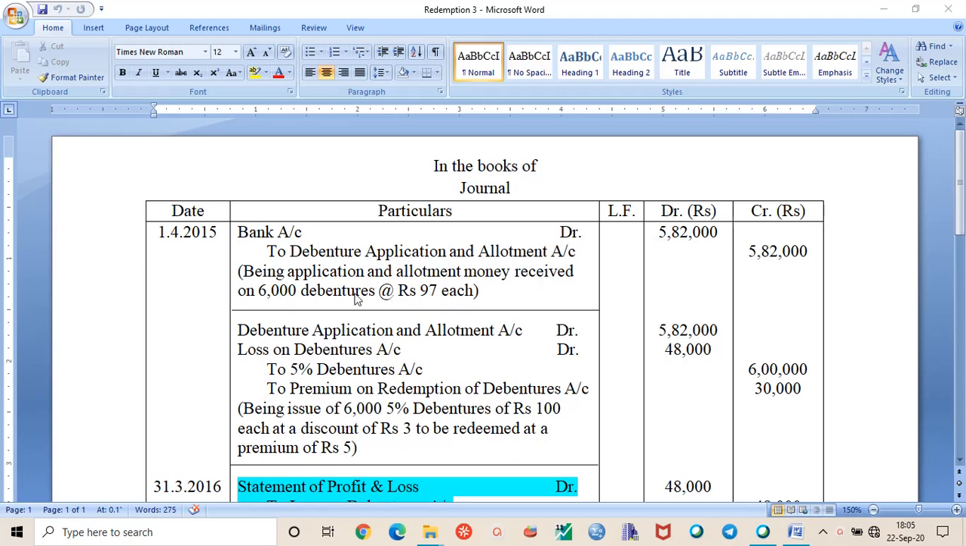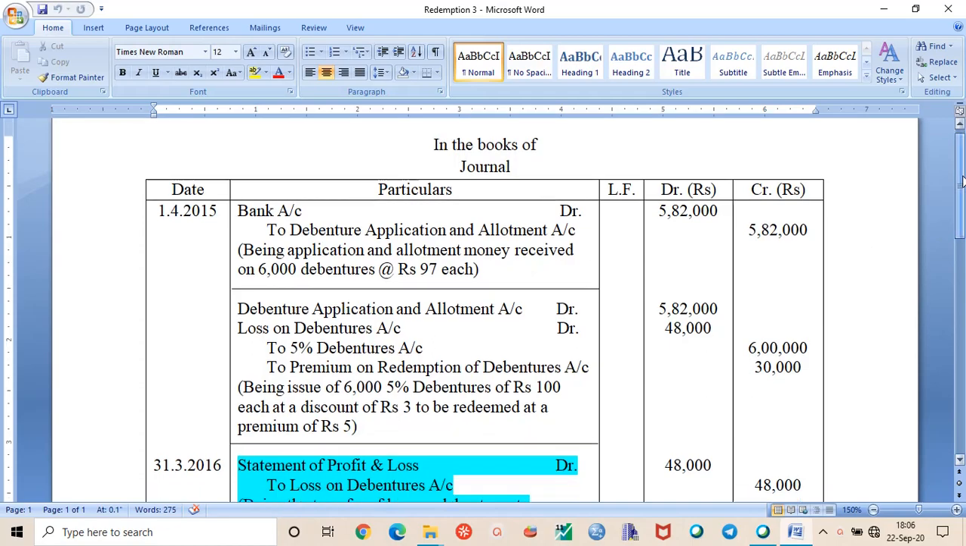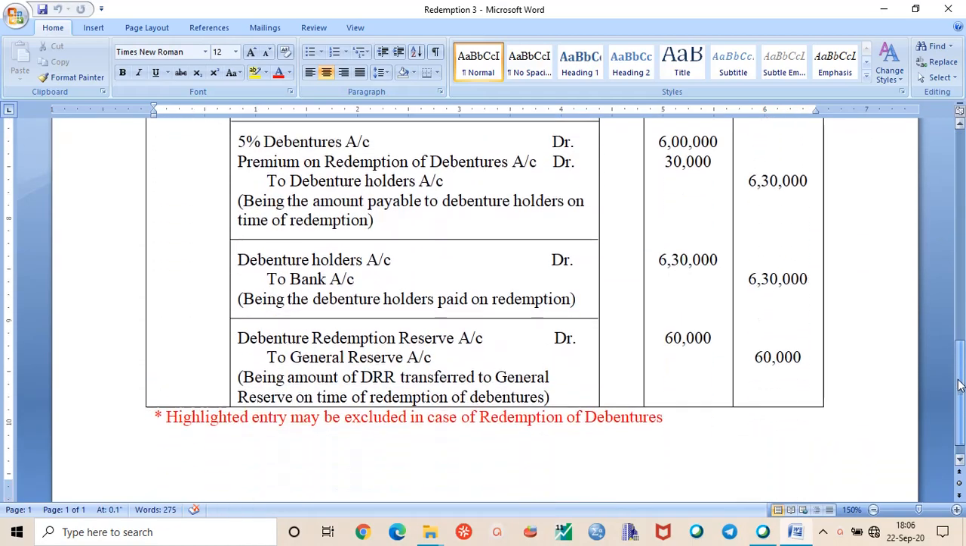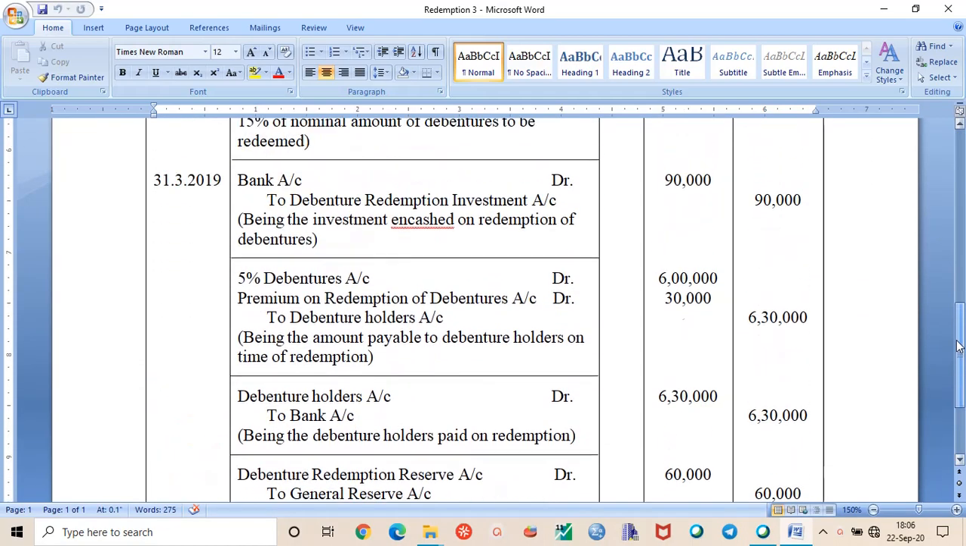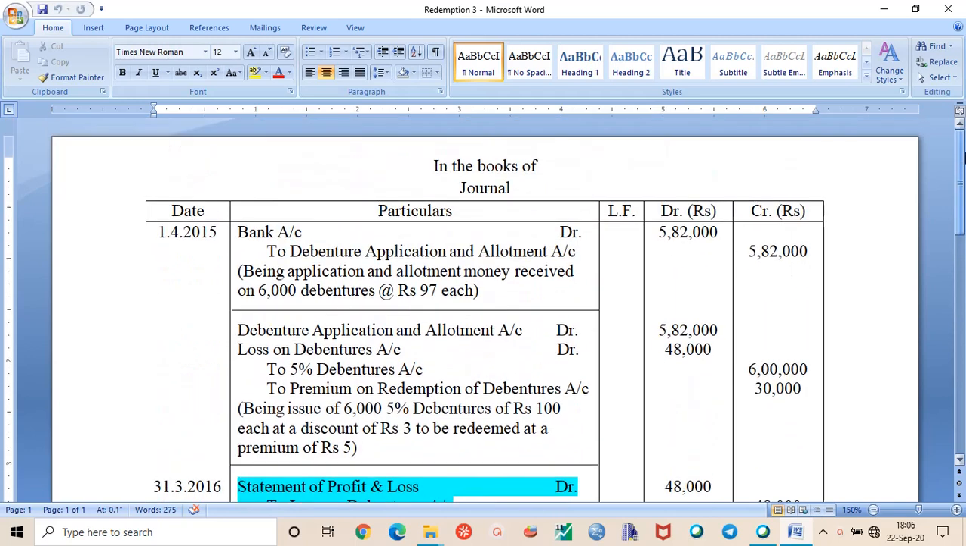Okay, guys, now we are in question number 3. This question number 3 is a complete question, where you will see the issue of debentures and redemption of debentures. So this question number 3 is a simple question. So let us start.